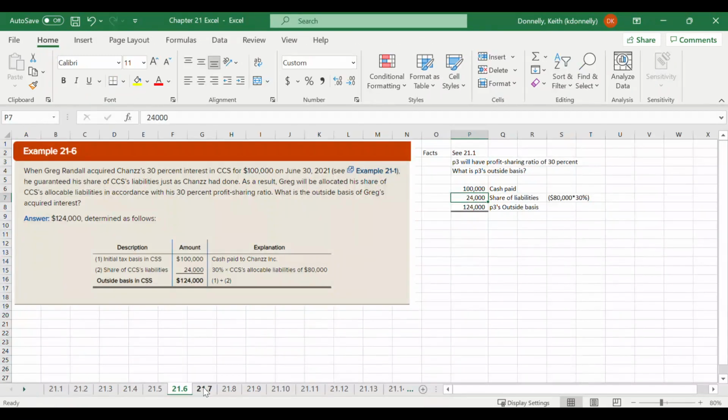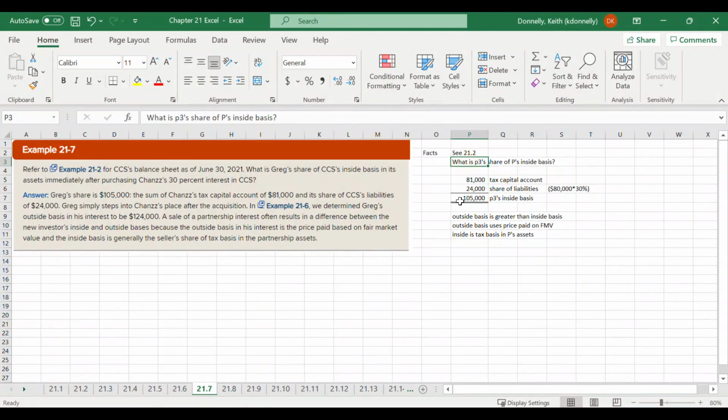So let's look here at 21.7. They give us some facts here, and they're just saying, hey, can you please tell us what is the share of the partnership's inside basis? And in this case, it's going to basically just have an $81,000 tax capital account. And then they're going to have a $24,000 share of liabilities. You're just stepping into the shoes of the person you bought it from. So the share of the inside basis is going to be $105,000.